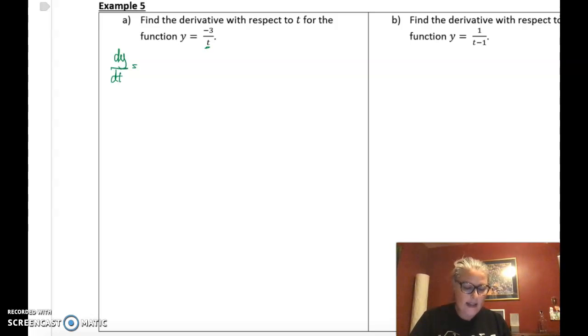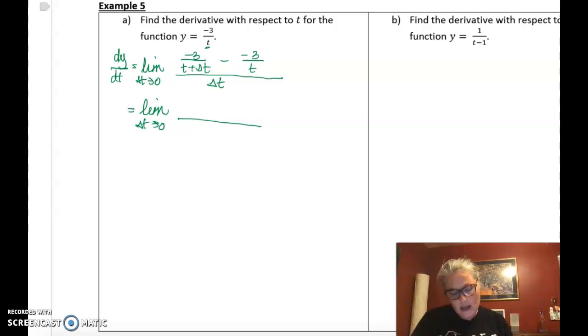It's going to be the limit, and instead of delta x, it's going to be delta t approaching 0. So that means we end up with negative 3 over t plus delta t minus negative 3 over t, divided by delta t. I could have used h here as well if I'd like. So it's equal to the limit as delta t approaches 0. I'm going to do a little bit of simplification. It's going to give me negative 3 over t plus delta t plus 3 over t, and then delta t over delta t, like so.